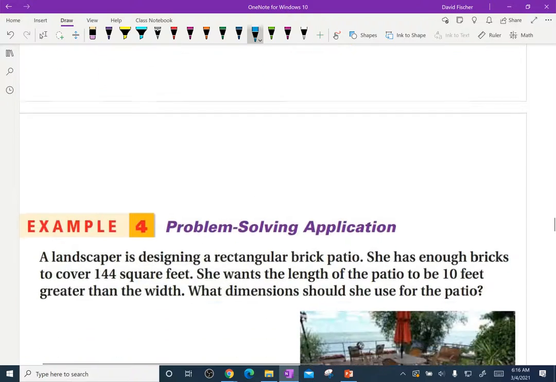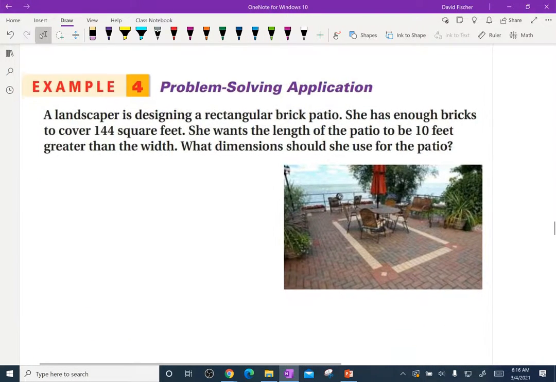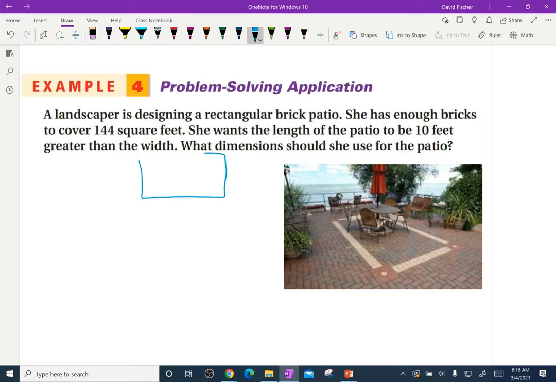We're going to get more and more decimals now. All right, so here we go. This one makes me a little nervous because you guys keep skipping these word problems, and this is a real basic rectangle. And they said there's a rectangle patio, and I again encourage you to always draw pictures. It's a rectangle patio, and they have enough bricks to cover 144 square feet.